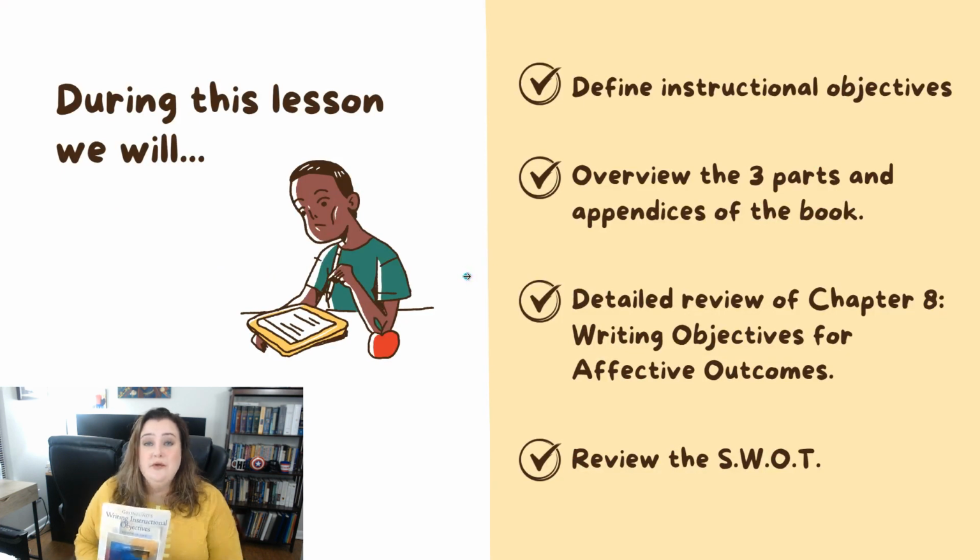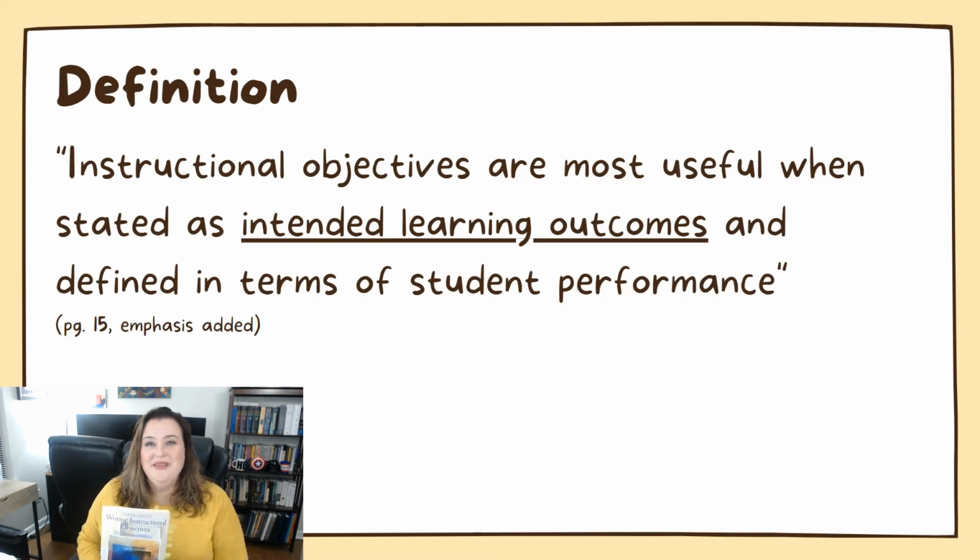So as we go through this lesson, I'm going to be talking about basically how they define instructional objectives. I'm going to be giving you an overview of the 3 parts in the book along with the appendices. And then I'm going to be providing a detailed overview of Chapter 8, which is on writing objectives for affective outcomes, and a review of the SWOT. Okay, here we go. So first of all, the definition.